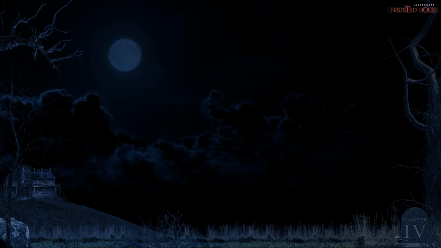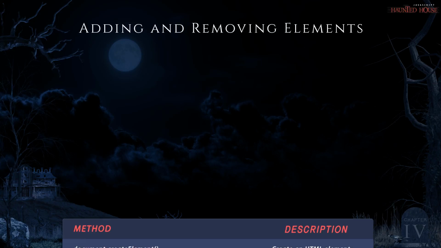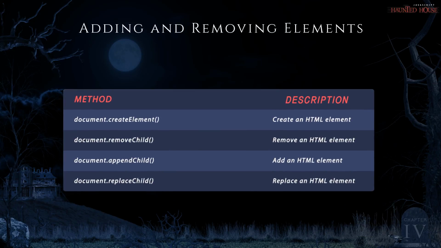Now we know how to use the methods to find the elements, as well as change the values of their properties. Let's move on and see how we can add and remove elements in our HTML tree. For this, let's see a few methods provided by the DOM. createElement creates a new element. removeChild removes an element. appendChild appends an element in an existing one. And replaceChild replaces an element.